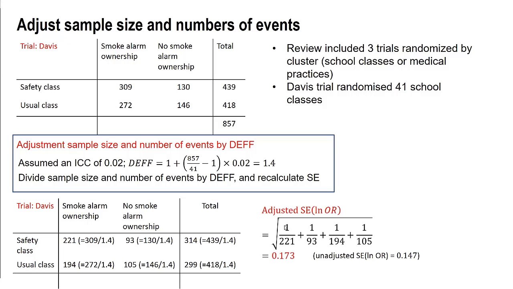And when we do that, we can then use our standard formula for calculating a standard error of the log odds ratio, which is 1 over each of the number of participants in each of these cells. What we get is an adjusted standard error, which is now 0.173, compared to our unadjusted standard error, which was 0.147. So we can see that the adjusted standard error is accounting for this correlation, and it's slightly larger than the unadjusted standard error. In terms of a meta-analysis, in a fixed effect model anyway, this study would receive slightly less weight.